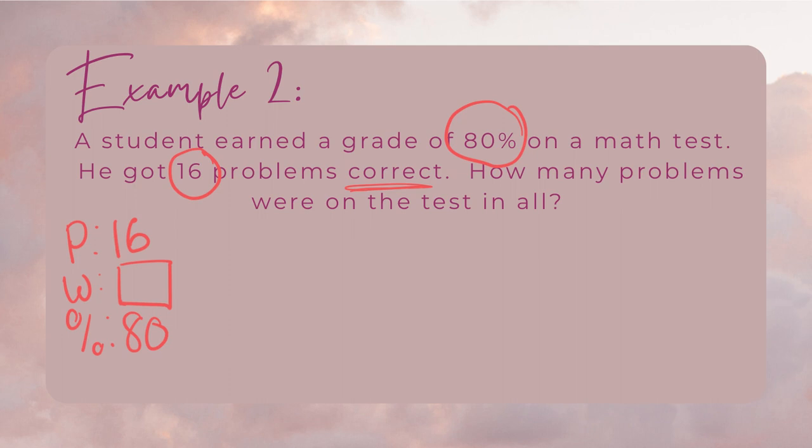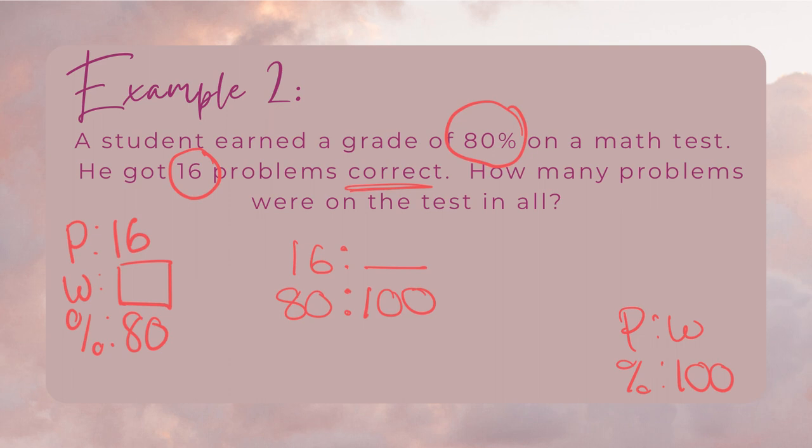So now we rewrite our equivalent ratios from before: part, whole, percent, 100, and we fill in what we know. So we know that the part is 16. We don't know the whole. We do know the percent is 80. And percents are always out of 100.